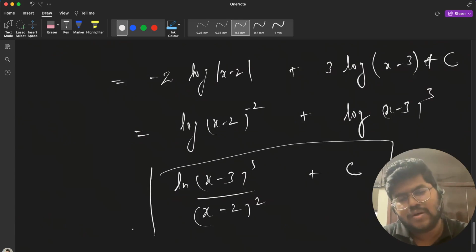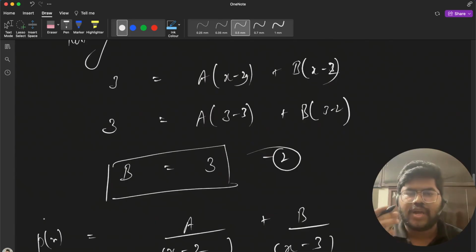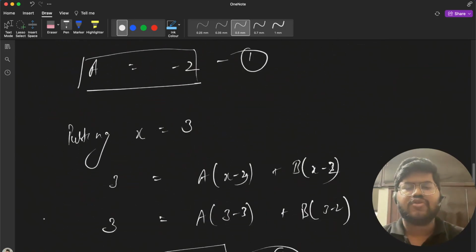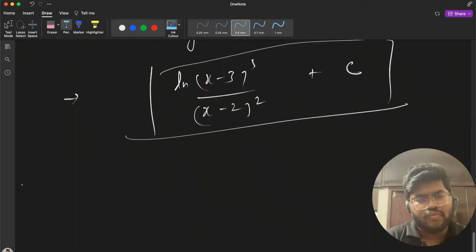So this is the final answer we got for the case of partial fractions when the factors in the denominator are linear. In this way we have solved the problem. Now let's move forward to case 2.